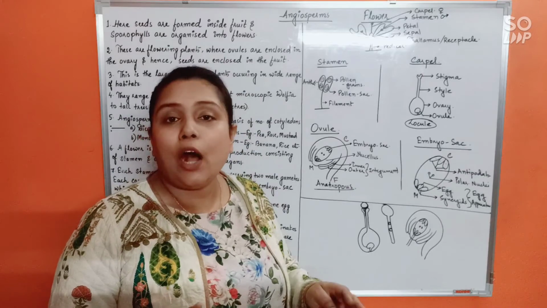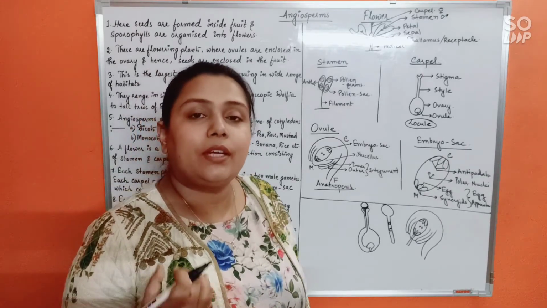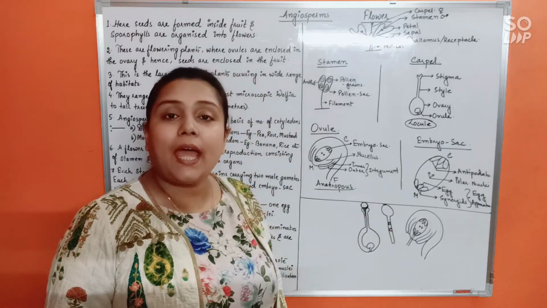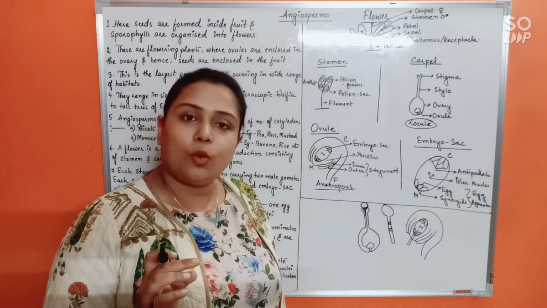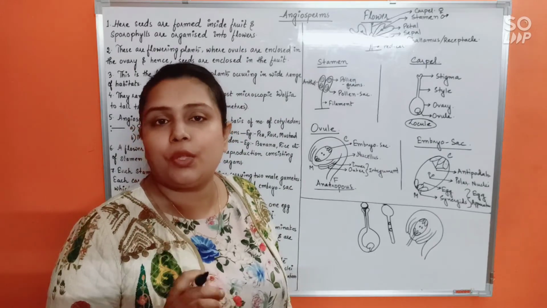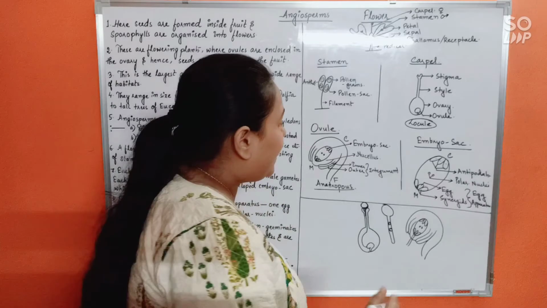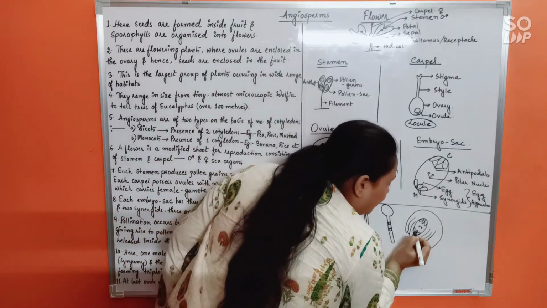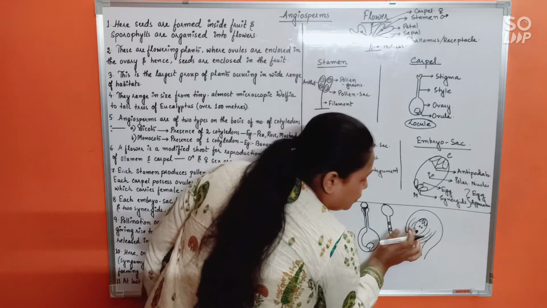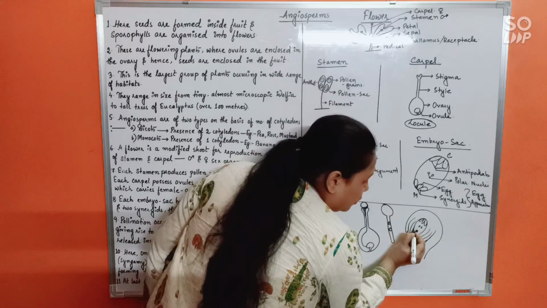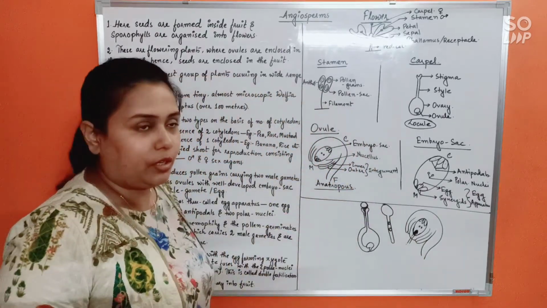Alright. So now finally what will happen, when the two male gametes are released inside the embryo sac, one of the male gametes will fuse with the egg, forming a diploid zygote. The two synergids will degenerate by that time. By the time the zygote is formed, the two synergids will degenerate.